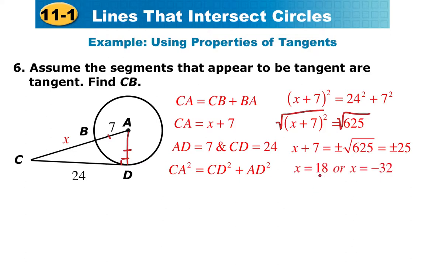This 18 and negative 32, how do we get 18? From 25, we take away 7, and from negative 25, we take away 7. And of course, the only answer that we're going to work with is with positive x values. We don't use this one, and that's why the answer to CB is equal to 18. Let's go to the next slide.